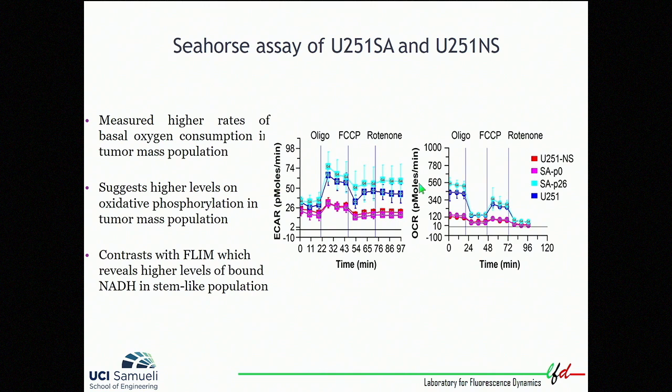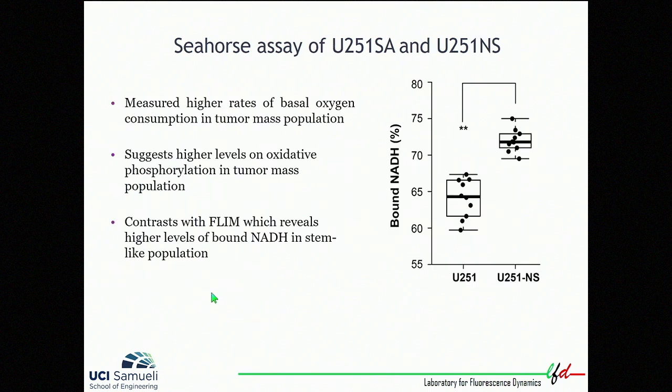And what we see with the Seahorse assay is that we're measuring higher rates of basal oxygen consumption in the tumor mass population. This higher rate of oxygen consumption suggests oxidative phosphorylation in the tumor mass population, in contrast with FLIM, which reveals higher levels of bound NADH in the stem cell-like population. So that was kind of contradictory to what we are looking at with our FLIM data.